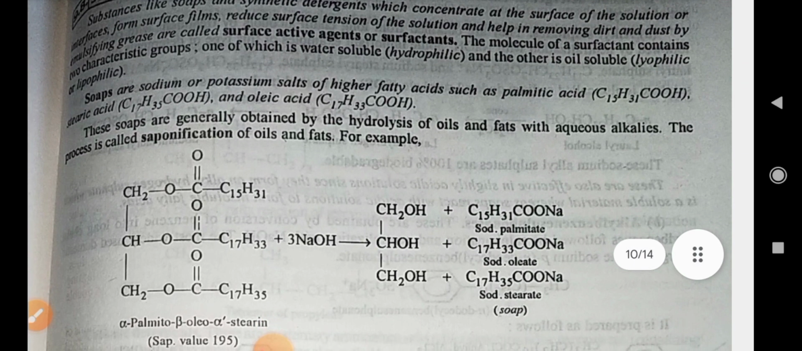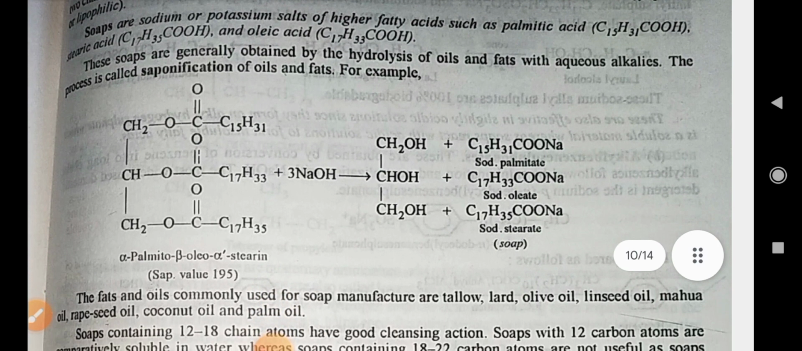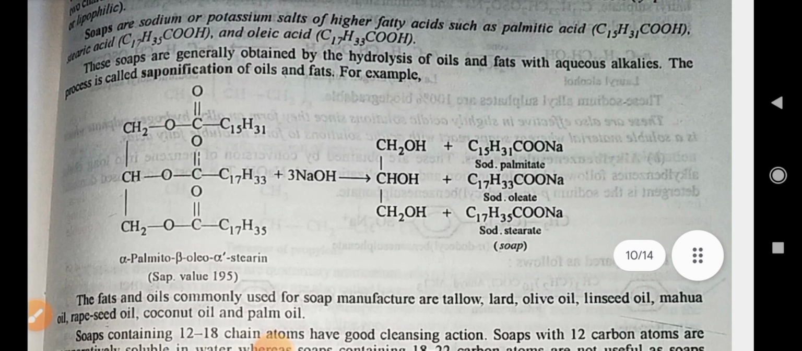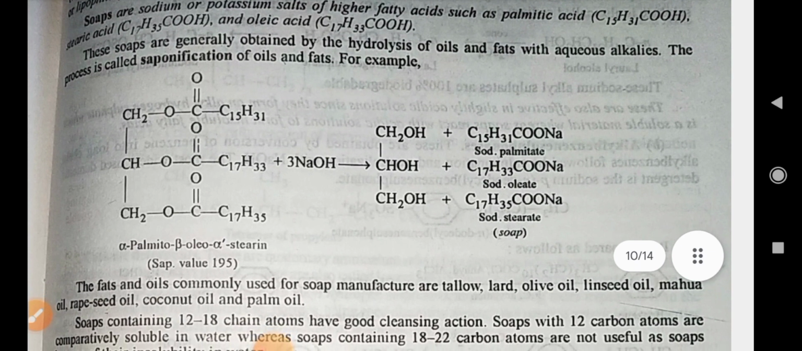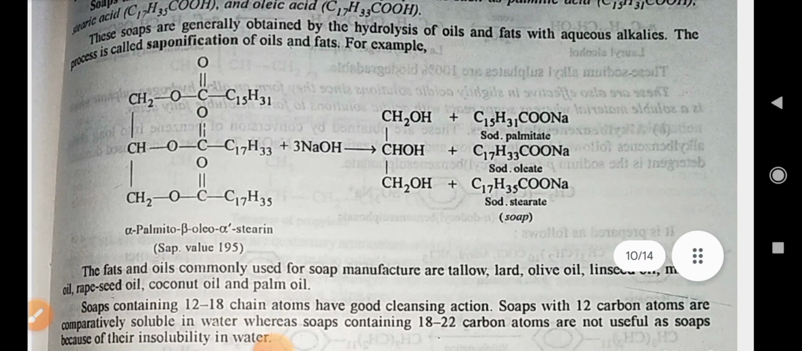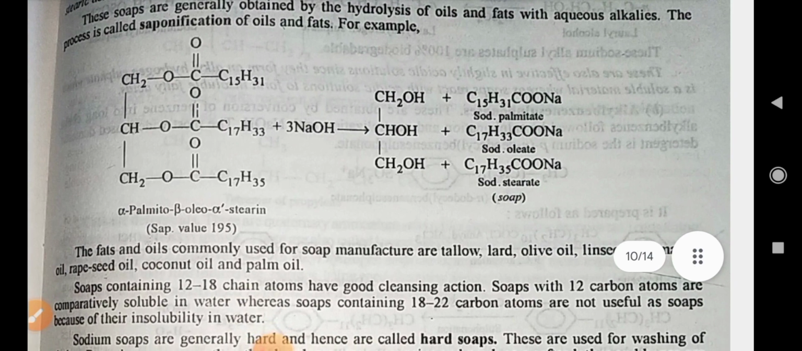Soaps are the sodium or potassium salts of higher fatty acids such as palmitic acid and oleic acid. These soaps are generally obtained by the hydrolysis of oils and fats with aqueous alkalis. This process is called saponification of oils and fats.